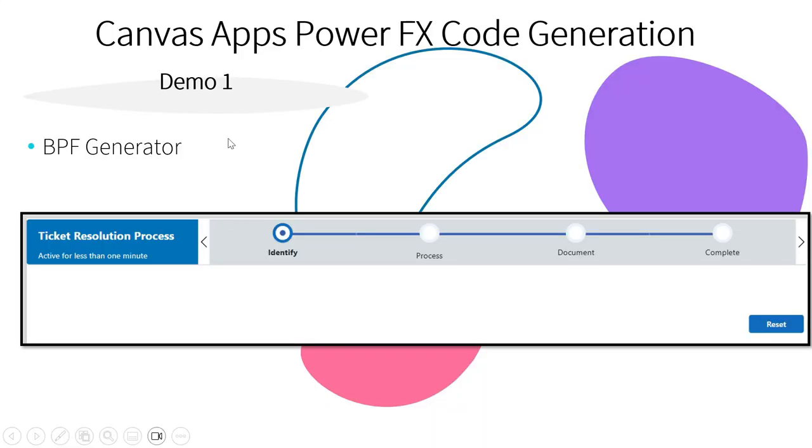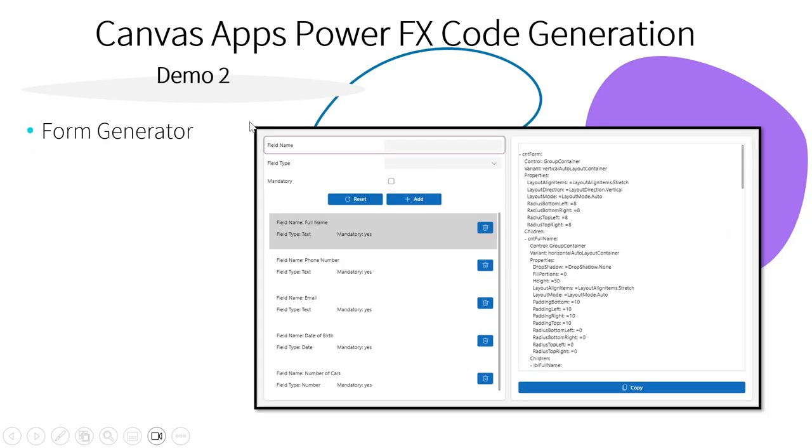Any questions? Am I going too far, too slow, too boring? All right. So example number one, one out of three done. Example number two, what if we can do the same thing but for forms? I'm raising the level a little bit, right?